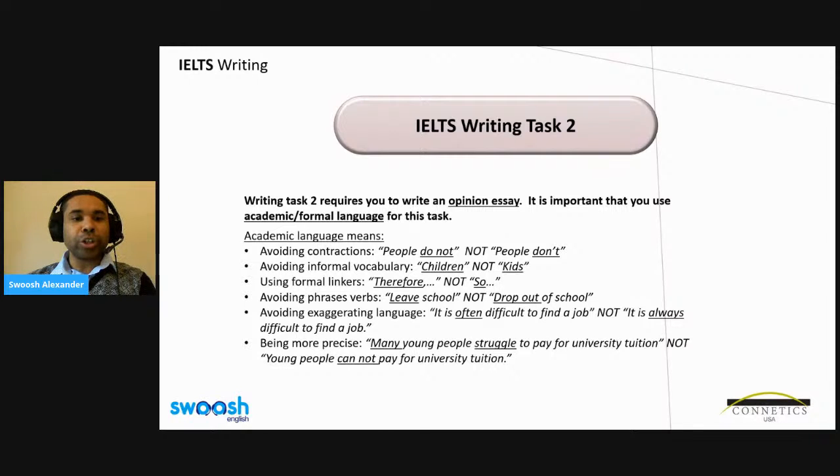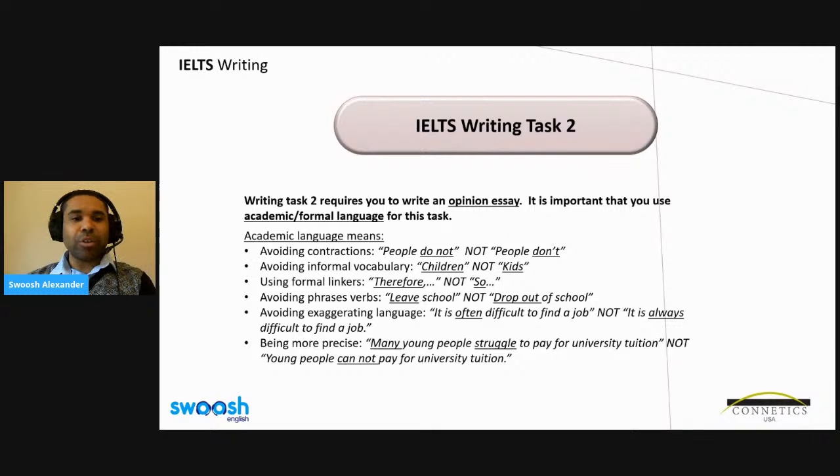Also, we should avoid using informal vocabulary. So we should use children, for example, rather than words like kids, which are particularly informal. Another element of using academic language is that we should use more formal linkers. So an example of this would be using a linker such as therefore, as opposed to so. Phrasal verbs are also to be avoided with formal writing. So an example of this would be to leave school rather than to drop out of. Drop out being a phrasal verb and being informal.